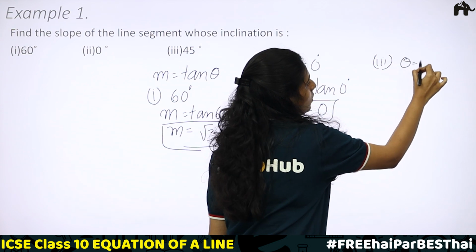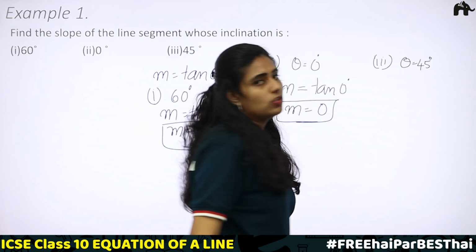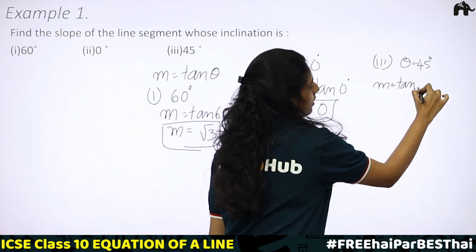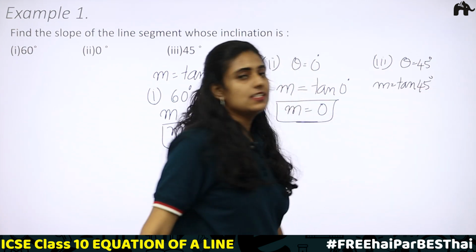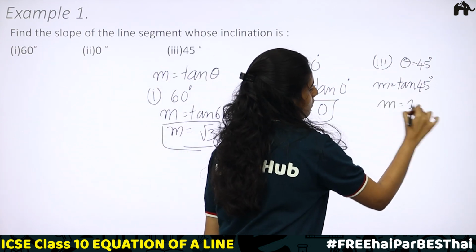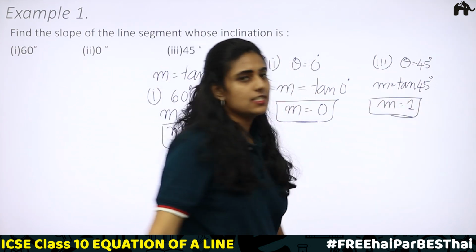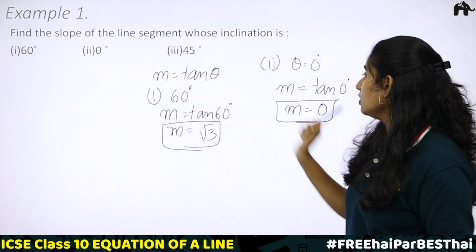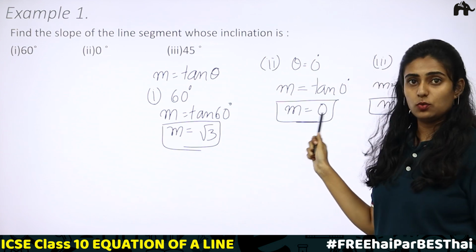Now the third one: angle theta is equal to 45 degrees. Then what is the slope? Slope M is equal to tan of 45 degrees. What is tan 45 degrees? 1. Therefore, M is equal to 1. For 60 degrees, we got slope M equal to root 3. For 0 degrees, we got slope M equal to 0.